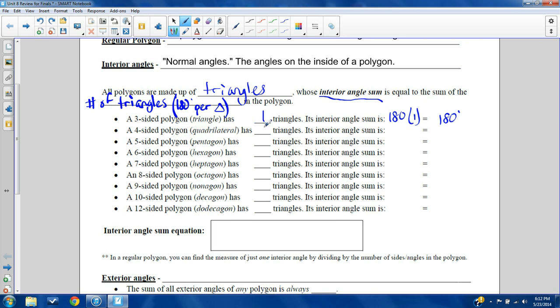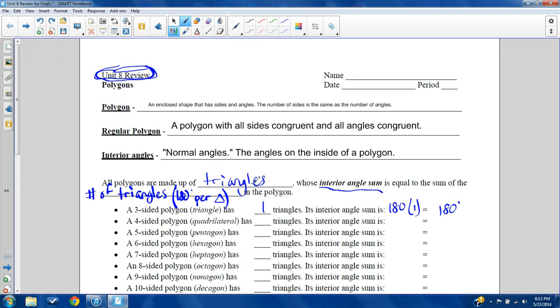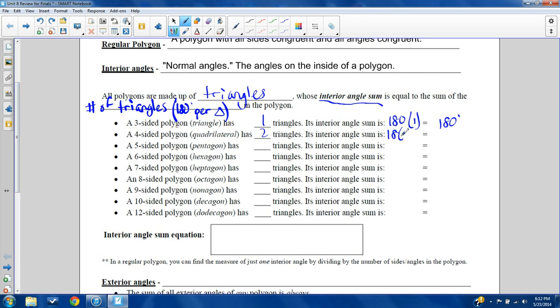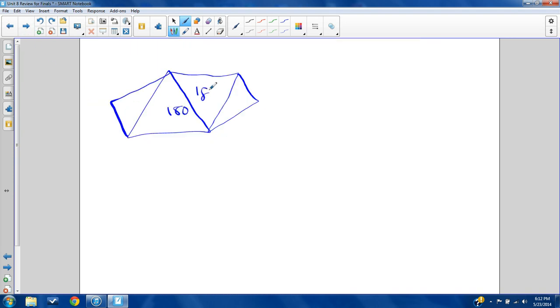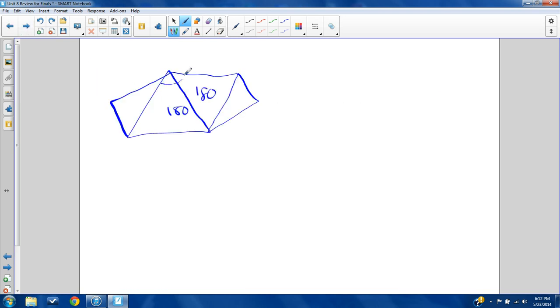A four-sided polygon is made up of two triangles. Okay, remember here before, a four-sided polygon, a quadrilateral, would have just been these two right here. Its interior angle sum is 180 times the number of triangles. Because I'm taking each triangle there, it's 180 times 2, 180 plus 180. That's where I'm getting that from. Equals 360. And what that gives me, once again, in case you didn't see it before, is that interior angle plus that plus that plus that. Because this is 180 from those three and this is 180 from those three, that together is 180 plus 180.